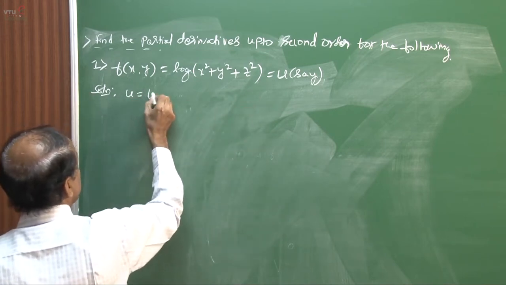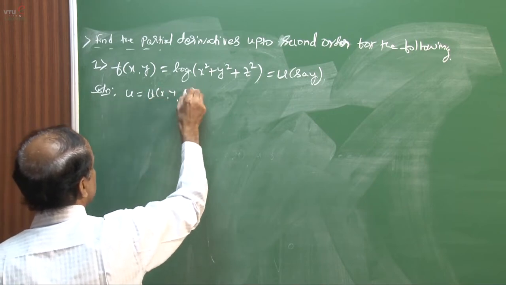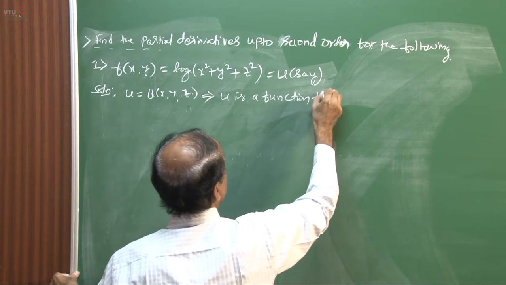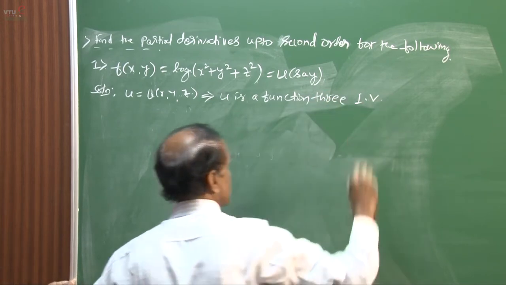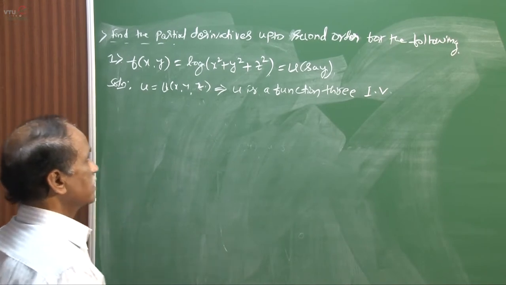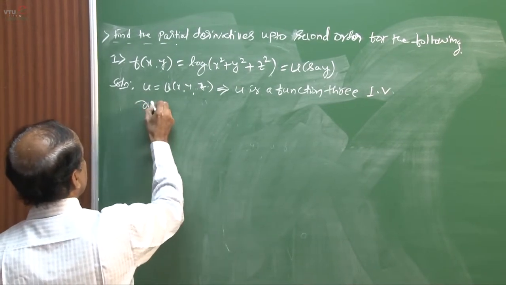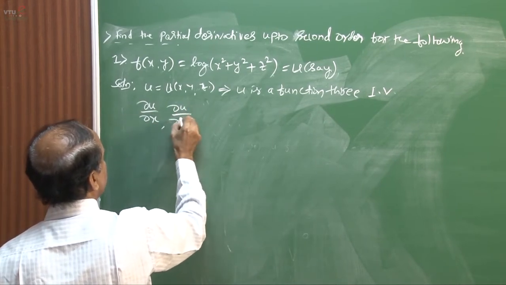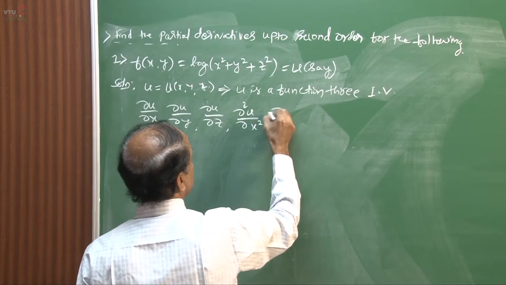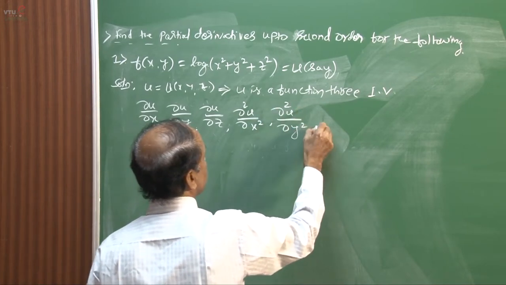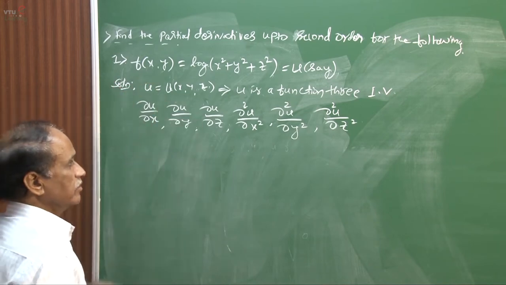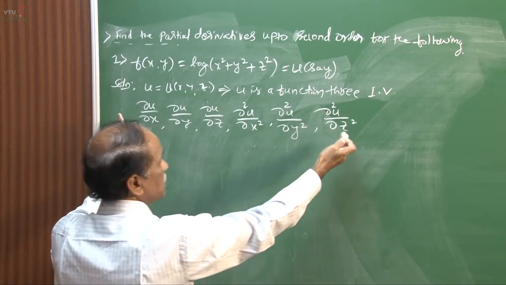That means u is a function of x, y, z. This implies u is a function of 3 independent variables. They are nothing but x, y, z. So, second order derivative. What are the second order derivatives? Del u by del x, del u by del y, del u by del z, del square u divided by del x square, del square u divided by del y square, del square u divided by del z square. One sample I will show from all these three equations. These are the possible derivatives up to second order.